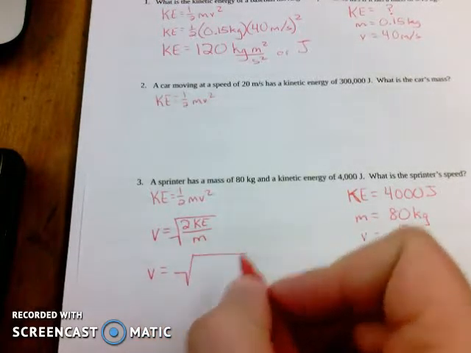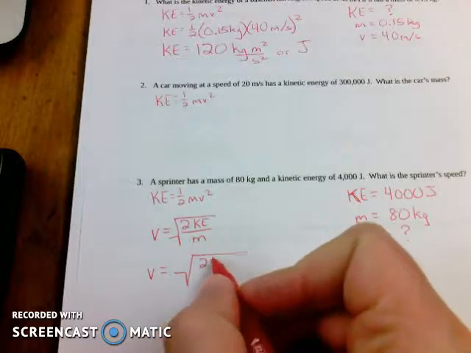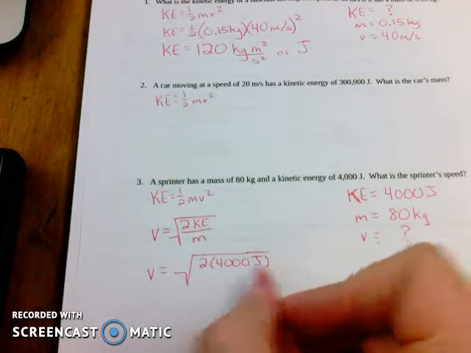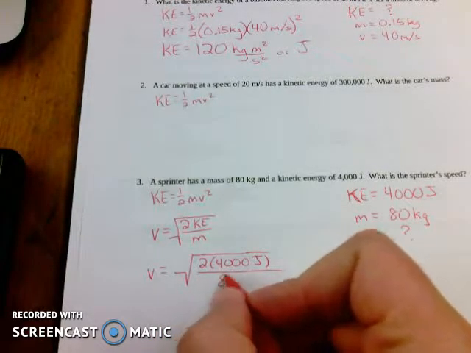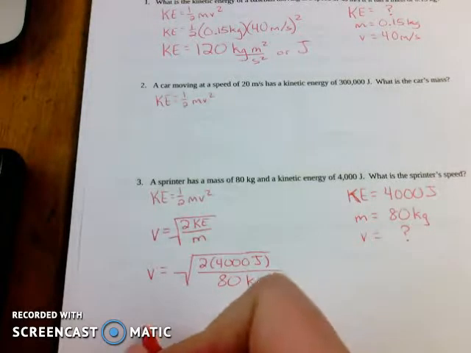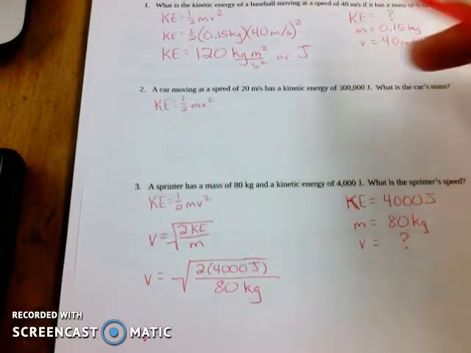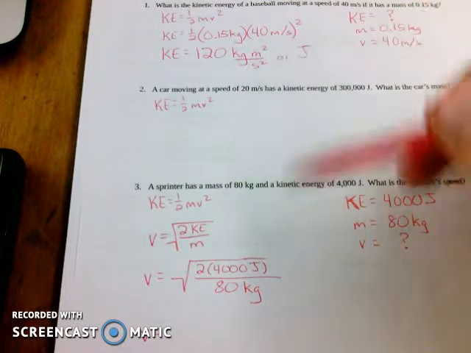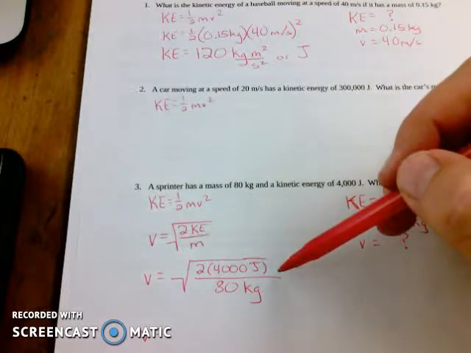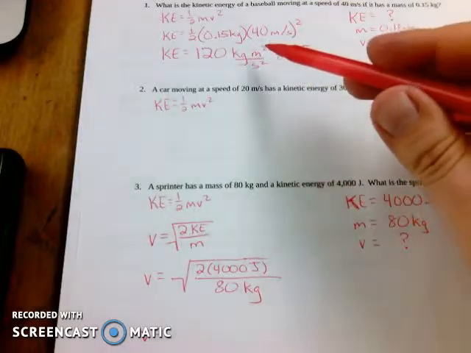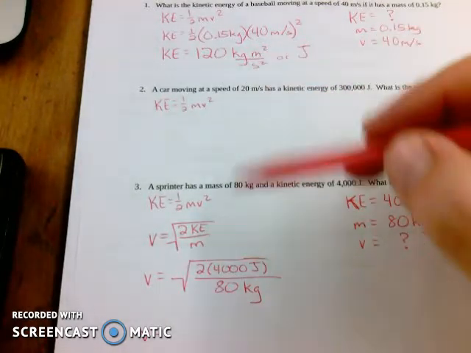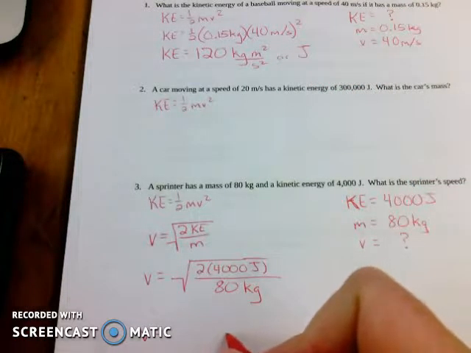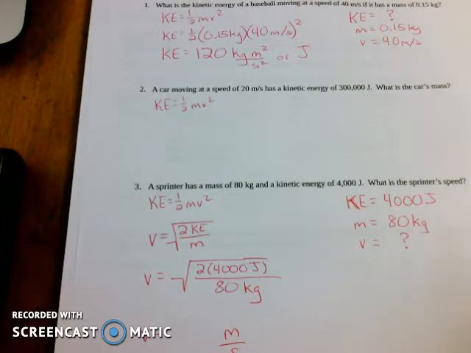So the square root of 2 times 4,000 joules over 80 kilograms. And our V is going to have units of, well, let's see. Up here we've got the joule is a kilogram meter squared per second squared. So we take that and we divide by a kilogram. The kilograms will cancel, and then meter squared per second squared gets left over. You take the square root of a meter squared, you get a meter. Take the square root of a second squared, you get a second. So in our answer, we're going to end up with meters per second for our units.